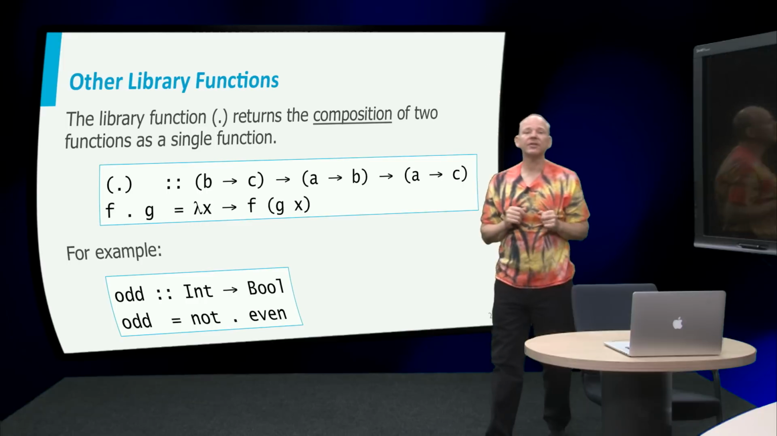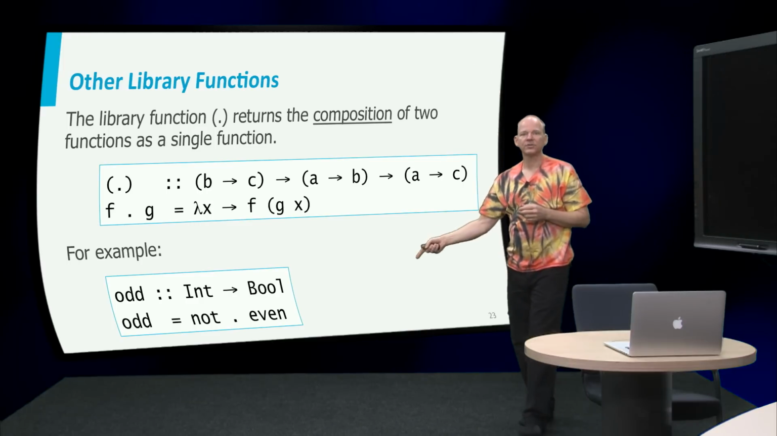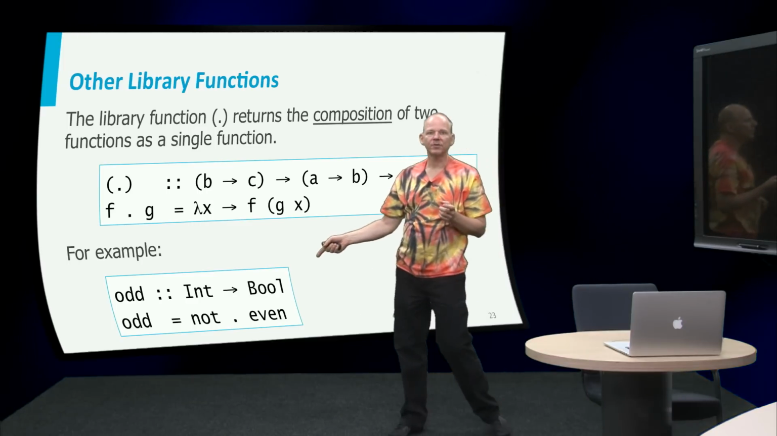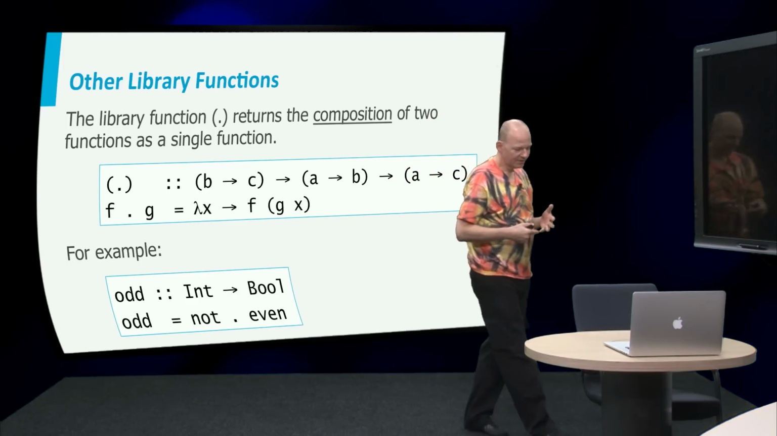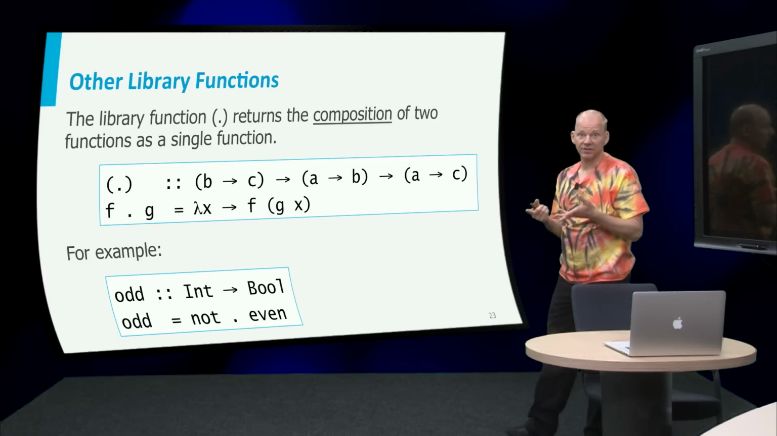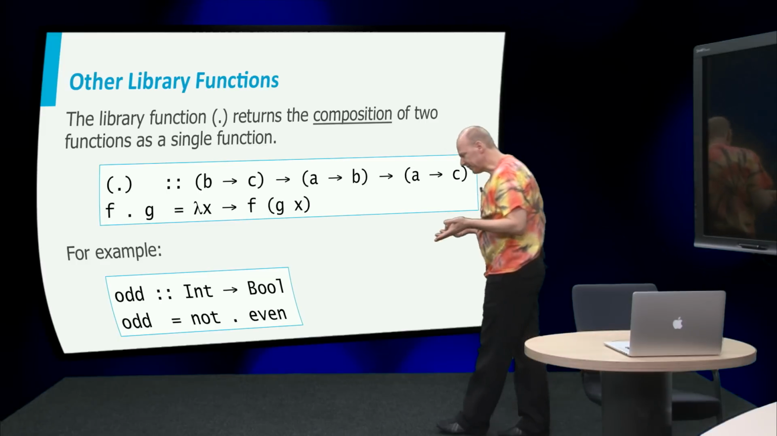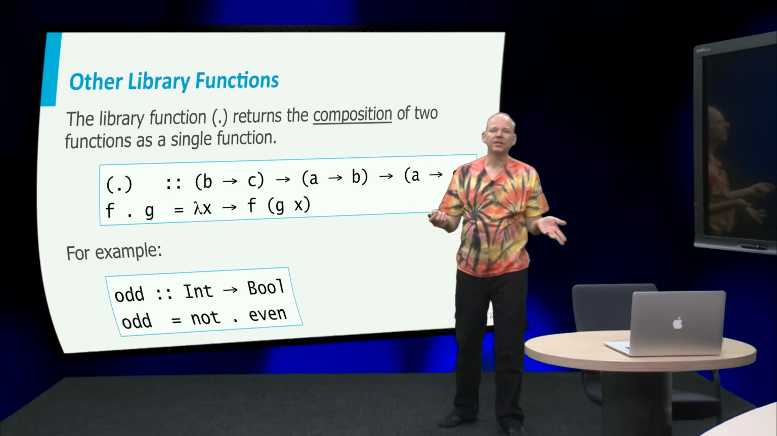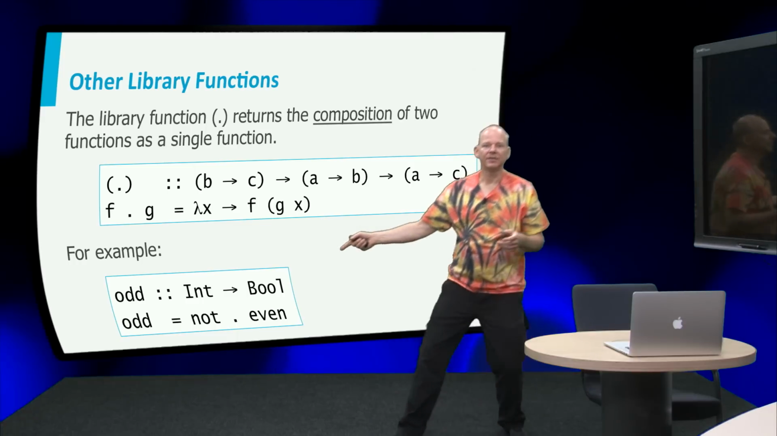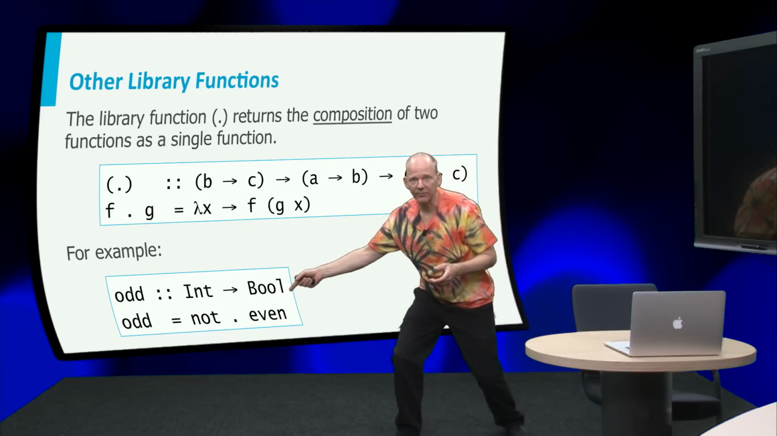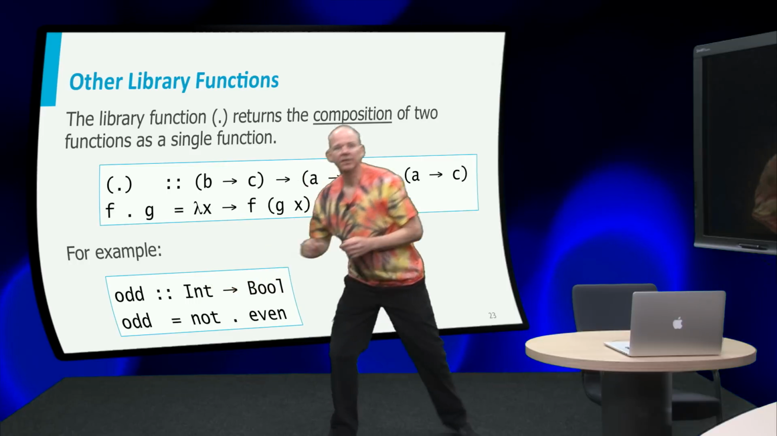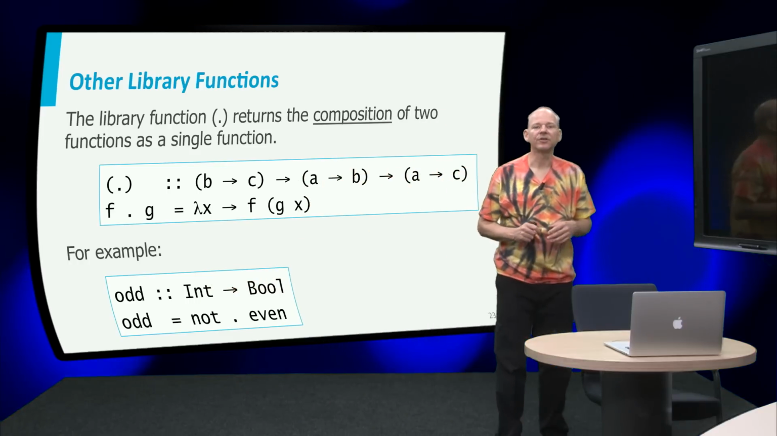And here's an example of using function composition. Suppose we want to define the function odd that checks whether an integer is odd. Well, odd is defined as not . even. There we go. The definition says, first check whether it's even, and then invert the result.